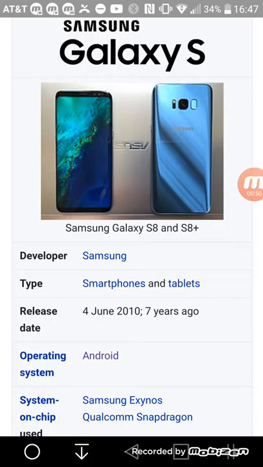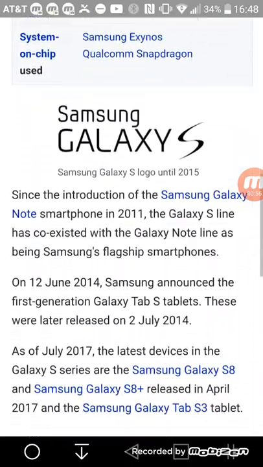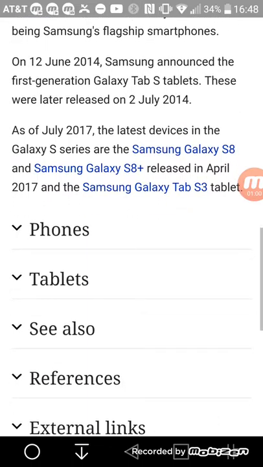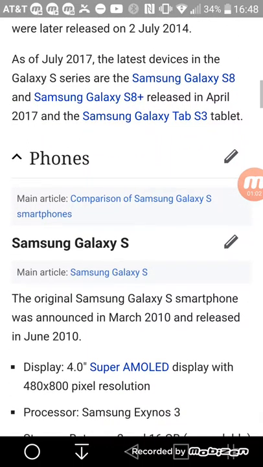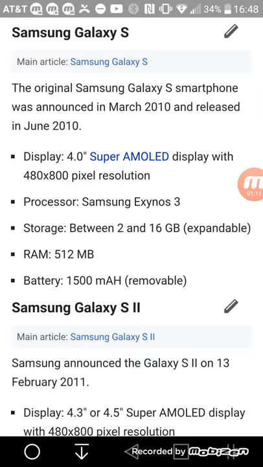As I said, first launch June 4th, 2010. Android. This logo since 2015. Phones. We're only looking at the phone. So, the original Samsung Galaxy S smartphone was announced March 2010 and released in June 2010. 4-inch display.